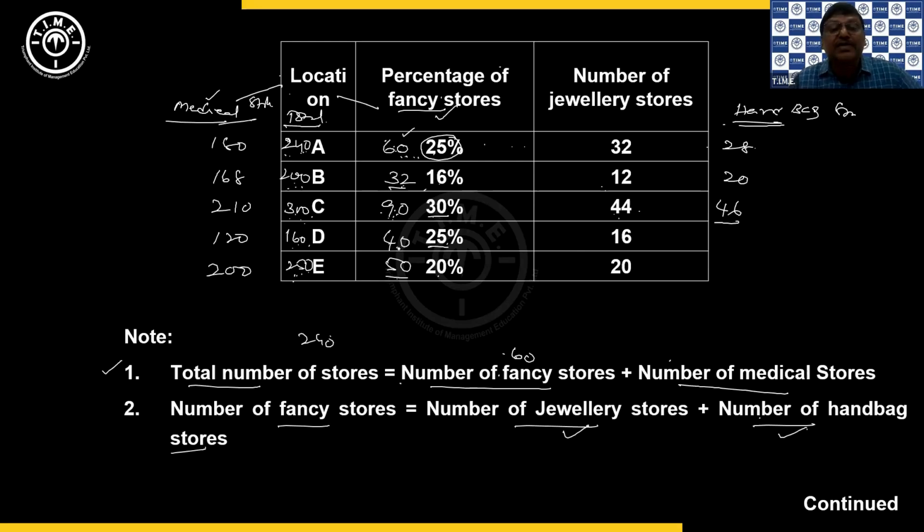Out of 40 fancy stores, 16 are jewelry stores. 40 minus 16, 24 are handbag stores. Out of 50 fancy stores, 20 are jewelry stores. The remaining 30 are handbag stores. Right? Now tell me, what's your doubt?